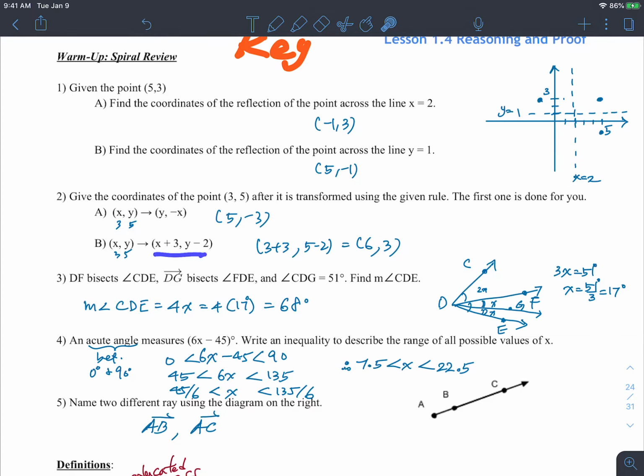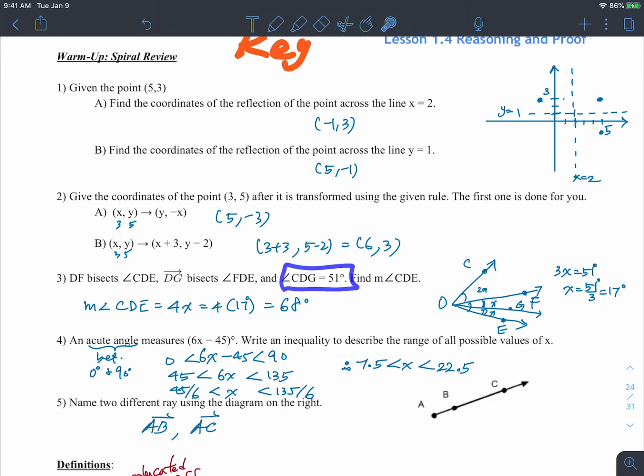And here's the transformation, 6, 3. And the key thing over here was that we knew that because DF bisects CDE, like this and this is the same. So this right here and that was the same. And it's also said DG, this one right here, bisects this angle. So these two are the same, right? So all I did was call this x and x. Because this and this is the same, that must be 2x.